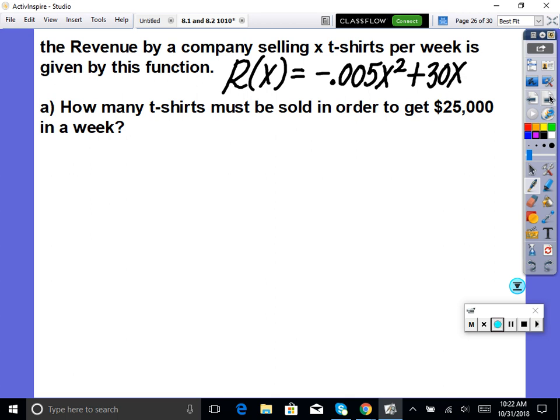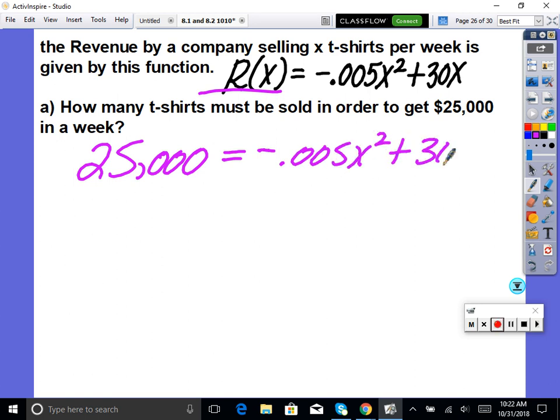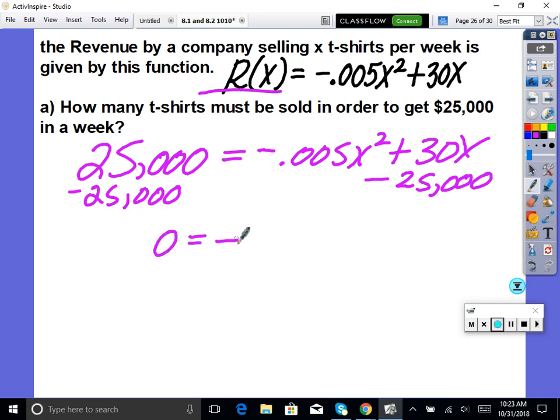Where would I plug in 25,000? Into R of X, right? Not X. That's not the number of t-shirts. It wants $25,000 in the end. So 25,000 is equal to negative 0.005x squared plus 30x. How do we solve quadratics? We get it set equal to 0. So I'm going to subtract that over. And because this is such huge A numbers, seriously, guys, quadratic formula, huge ones. I would never do anything else. Quadratic formula and there's our answer, right?